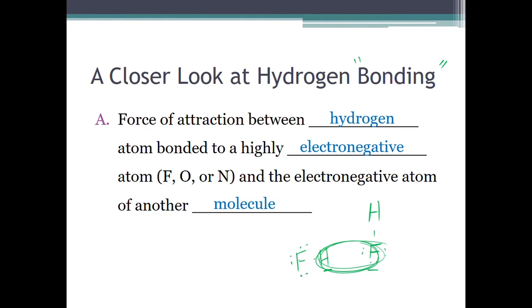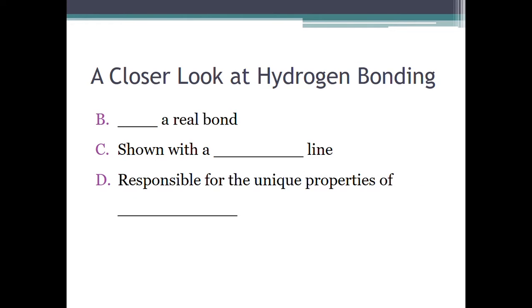It happens between two different molecules. It's intermolecular, like international is between two different nations. So a little bit more about hydrogen bonding. It is not a real bond. It's not intramolecular, so hydrogen bonding is a bad name for it, but it is what it is. We show it with a dotted line, and it's a dotted line between the two different molecules.